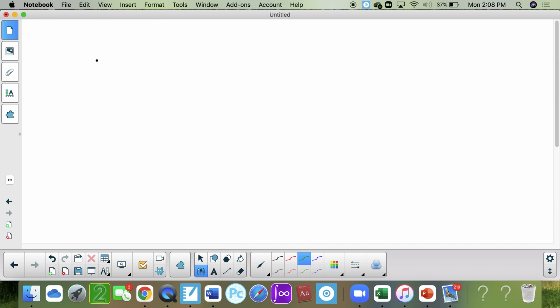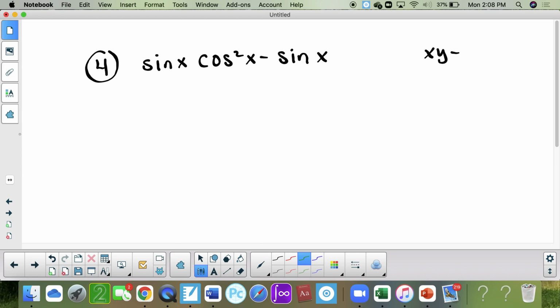Number 4, you got sine of x times the cosine squared x minus sine of x. Okay, now you're going to use a little bit of algebra. If you have an x, y minus an x, you can take out the GCF, which is the x, and this is what you would have left over if you take the GCF out.